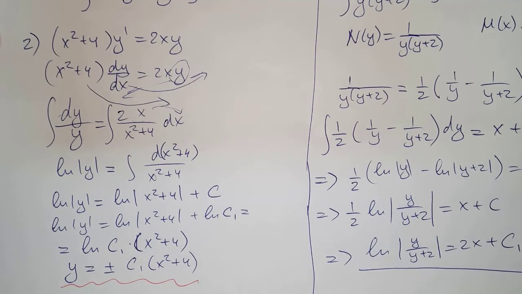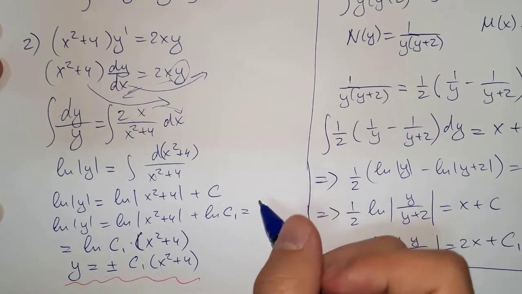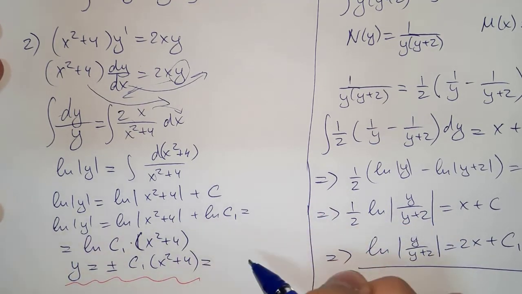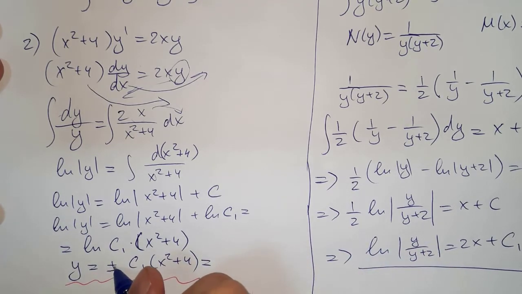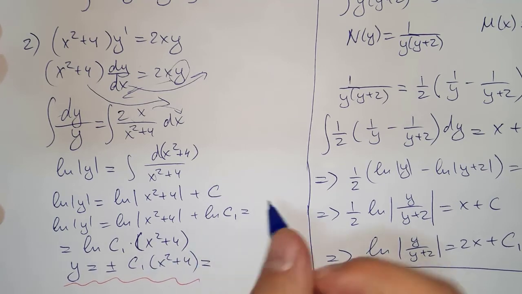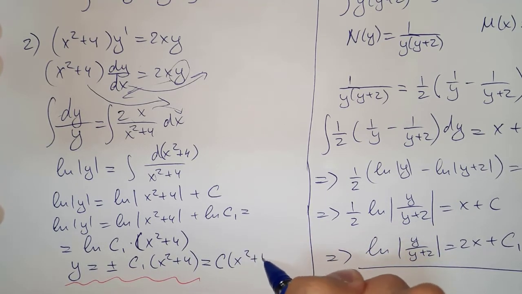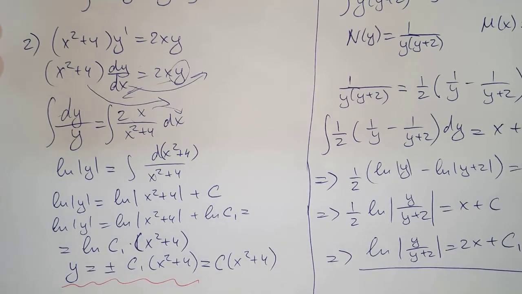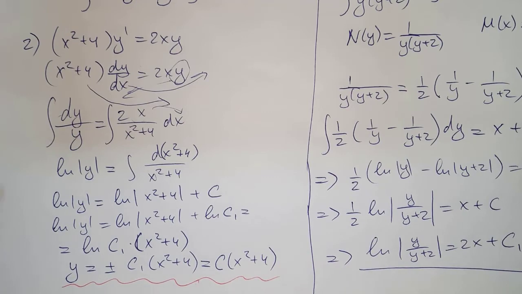But here we have plus minus, yeah? So instead of this plus minus, we can absorb the sign into the constant and write just generally c x squared plus 4. It's the same.